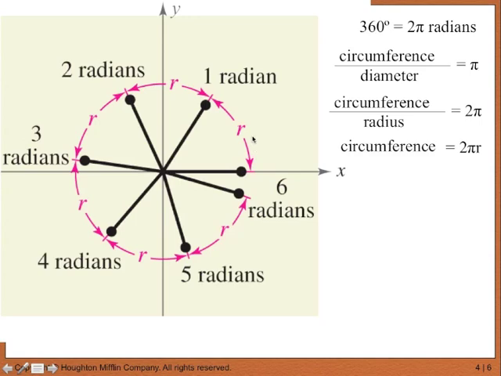And if we count the r's going around, notice how the number of r's in this circumference is 2 pi. So if we want to measure this circumference, we'll notice that it's equal to 2 pi r. And that is a visual confirmation of the formula that we just derived from the definition of pi.